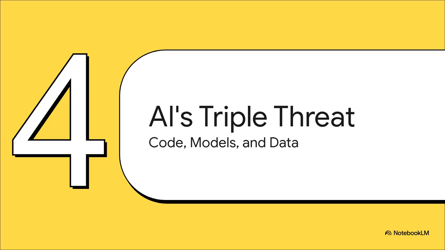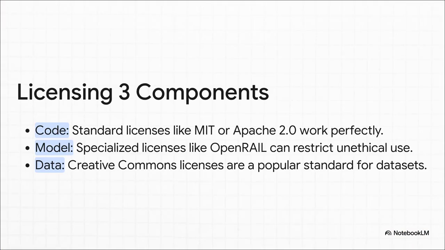Okay, now for all of us in the MLOps space, things get a little bit more complicated. Because we aren't just shipping code, are we? We're dealing with what I like to call AI's triple threat: code, models, and data. Every AI project has these 3 distinct pieces, and each needs its own licensing strategy.